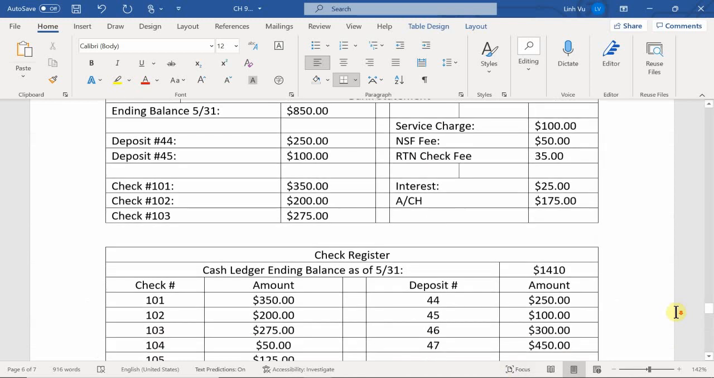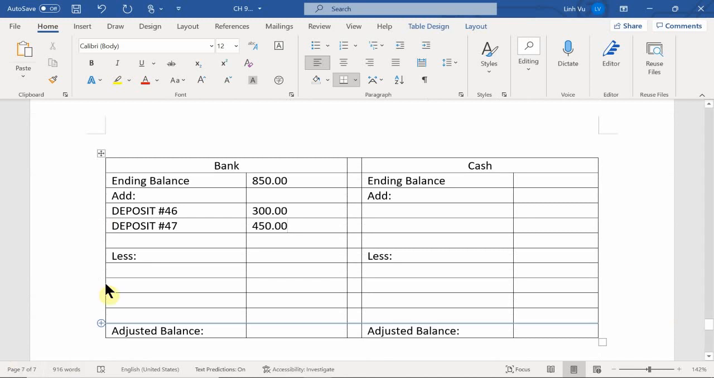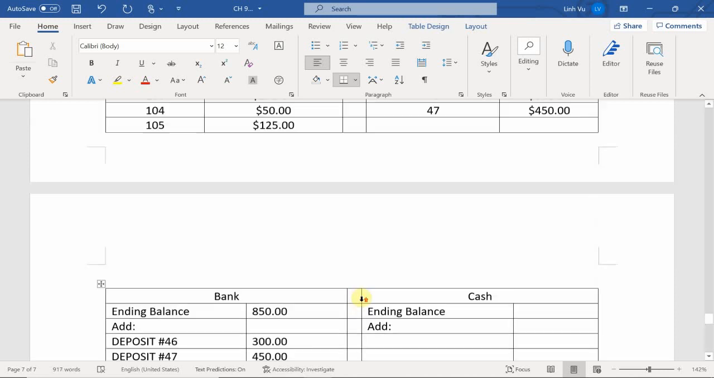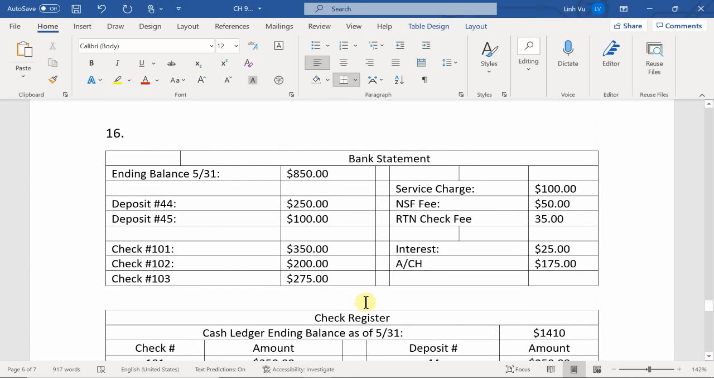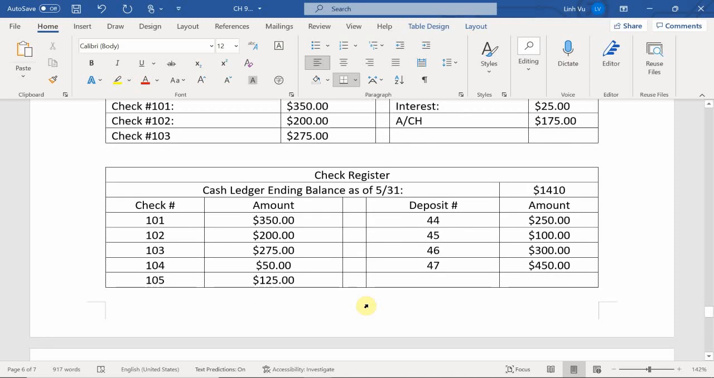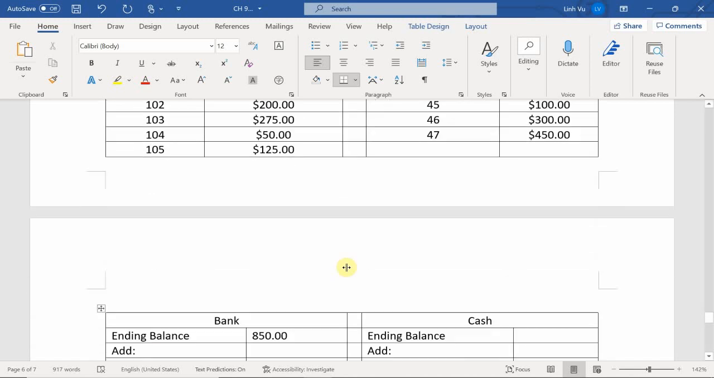Yes. Okay. All right. And then what do I need to subtract? Checks. Outstanding checks. Good. So let's see how many checks I wrote. I wrote check 101, 102, 103, 104, 105. Which ones have cleared? 1, 2, 3 cleared, so 4 and 5 did not clear yet, so I got 104 for 50 and 105 for 125.